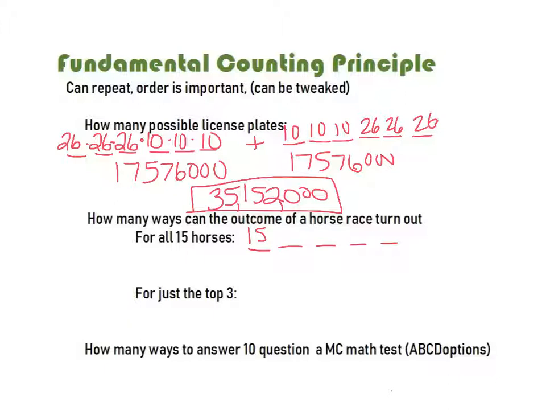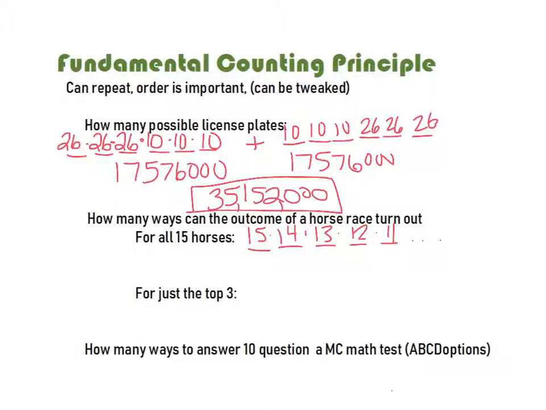Now, it says that I can repeat. But I can tweak it so that I don't repeat because I can't pick the same horse to get first and second. It's got to be a different horse. So there aren't 15 options, there are 14 options now. And then I'd have 13 and I'd have 12 and 11, it would keep on going down, all the way down to 1.